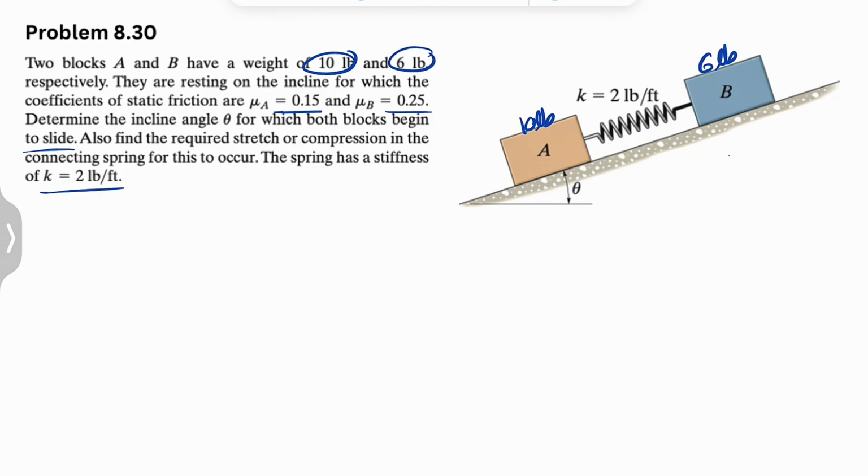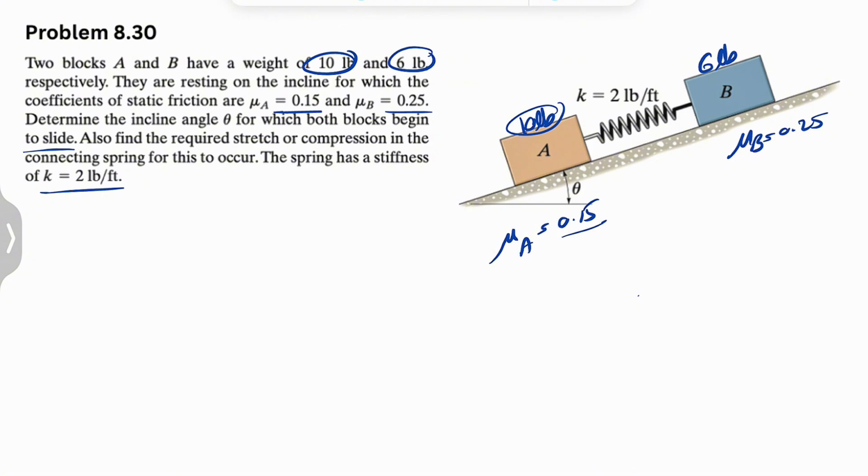Looking at this, we can see that we have a higher coefficient for B. This is 0.25 and A is 0.15, and because of the weights, we're expecting block A to go down faster for two reasons. First, it's heavier, and the second reason is the friction is less.